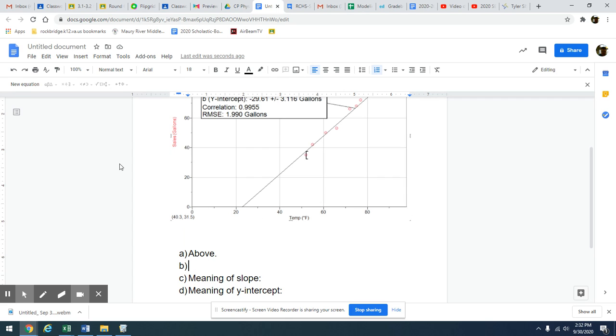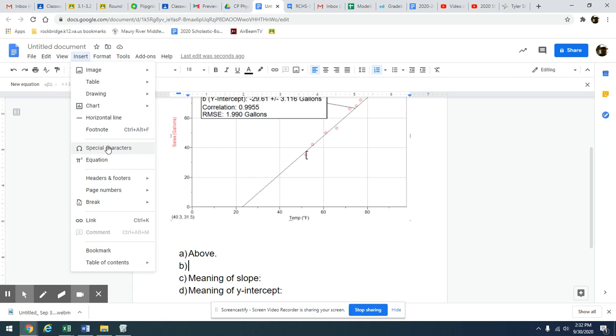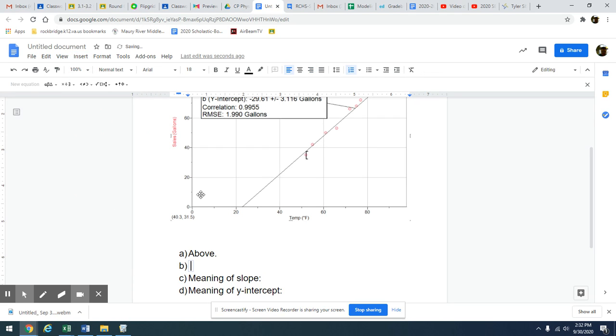Part B, I want to make the equation. Okay, so go to LoggerPro, in my insert menu in Google Docs, not LoggerPro. I'm going to insert an equation. I have the font here blown up to 18 because it makes for a much better looking and reading equation.